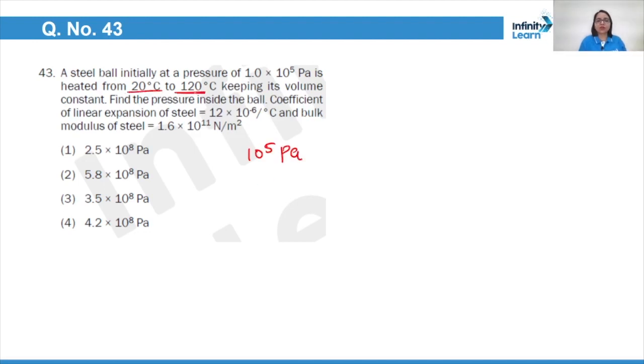A steel ball initially at a pressure of 10 power 5 Pascal is heated from 20 degrees Celsius to 120 degrees Celsius, keeping its volume constant. Find the pressure inside the ball. Coefficient of linear expansion of steel is this, and bulk modulus of the steel is given this.